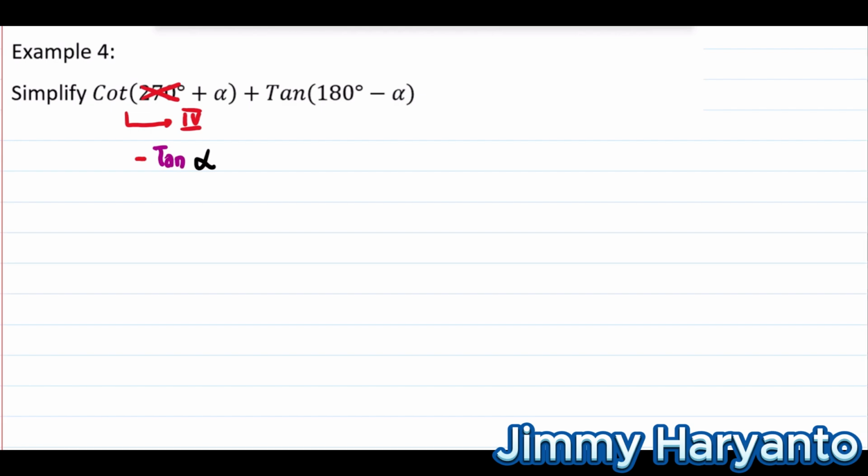For this one, 180 degree subtracted by something, it will be in the second quadrant. Tangent in the second quadrant is negative, and then remove the benchmark. Because we use 180 degree, the tan will become the same, tan. So for this one, it will become negative 2 tan alpha.